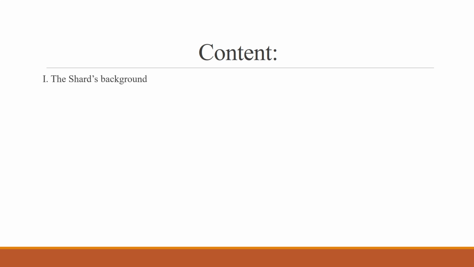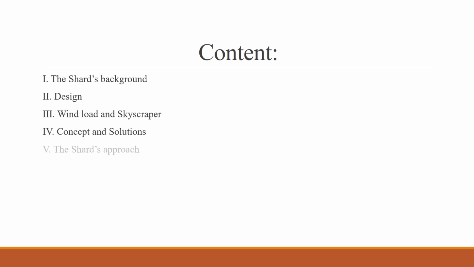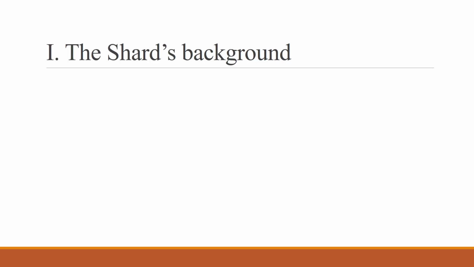Firstly, we are going to discuss the Shard's background, the overview of the building. Secondly, we are going to talk about the design and concept of the building. And third, how the wind load affects the skyscraper. And fourth, we will talk about the concept and solution to the problem. And fifth, we will discuss how the Shard approached the problem. And lastly is the reference of the research.